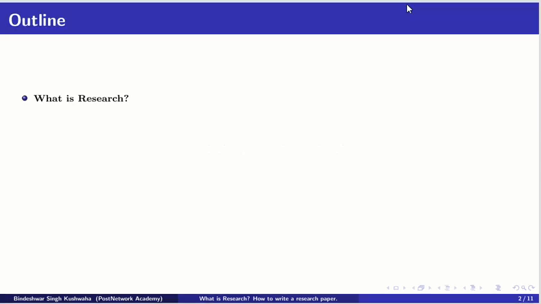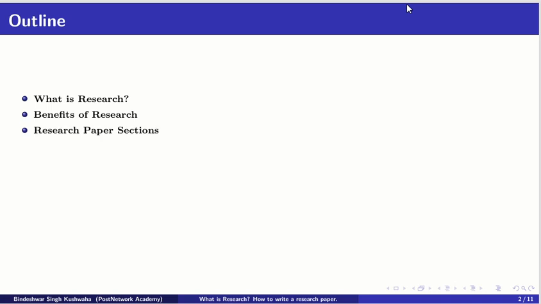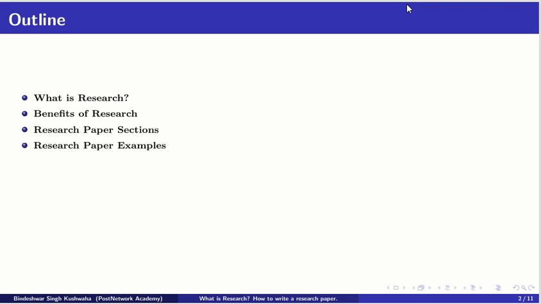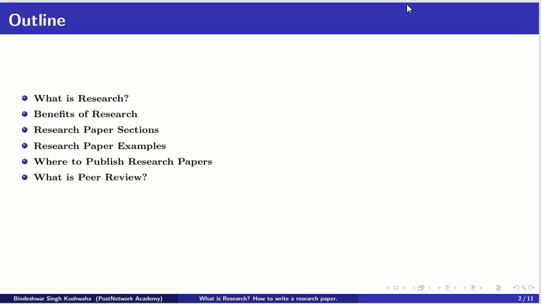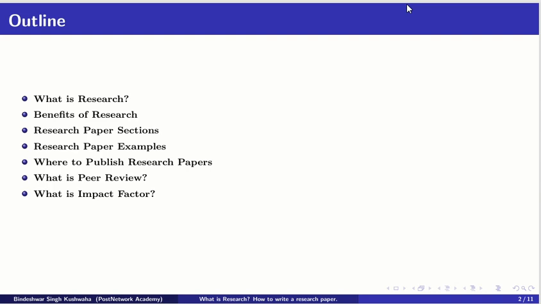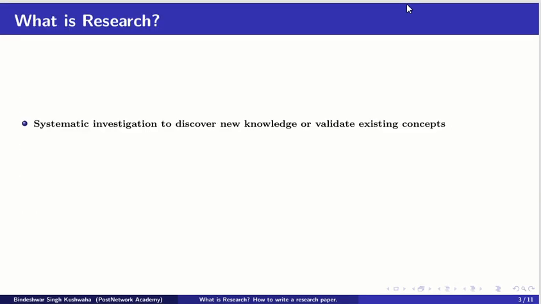So let us understand what is research. This is the outline you will know about: benefit of research, research paper sections, research paper examples, where to publish research papers, what is peer review, what is impact factor, where to start from.